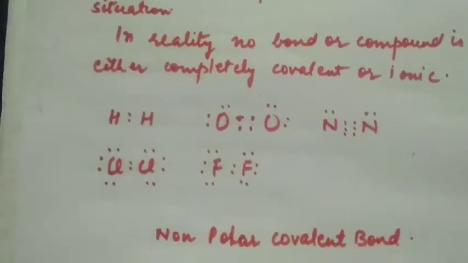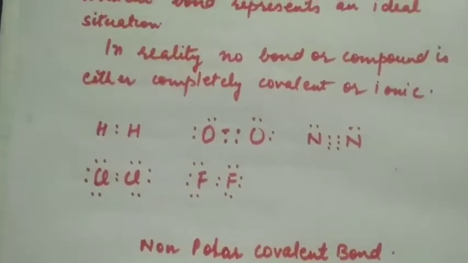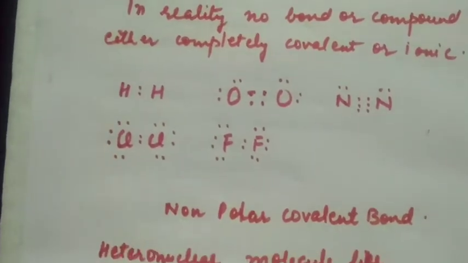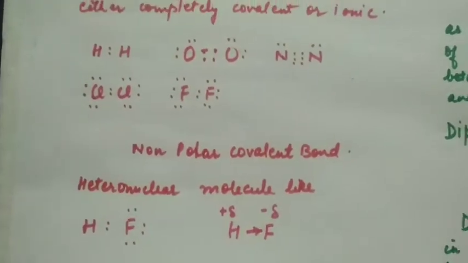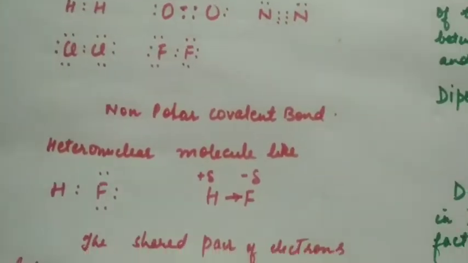In homoatomic molecules, where both the atoms are the same, the electron pair lies in the middle of the two atoms. In such a molecule, the covalent bond is nonpolar.